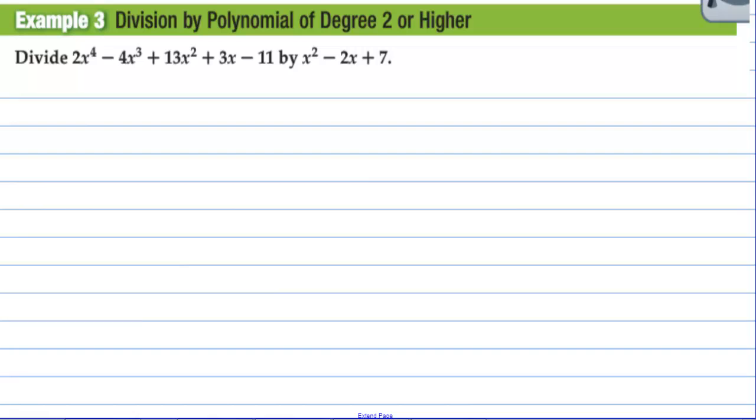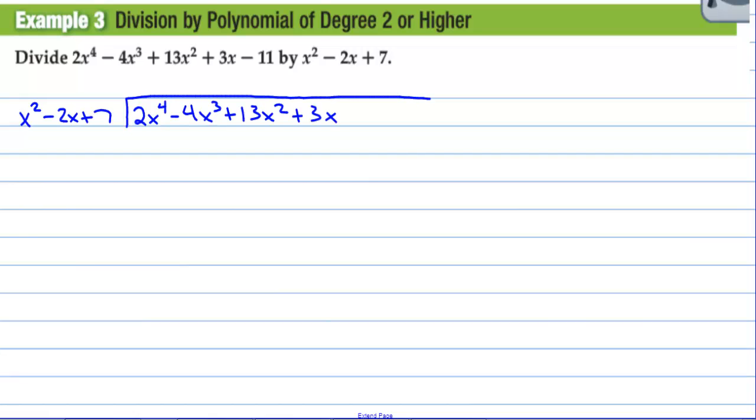Example 3, division by polynomial of degree 2 or higher. We're going to divide x squared minus 2x plus 7 into this polynomial, 2x to the fourth minus 4x to the third plus 13x squared plus 3x minus 11, and none of the powers starting with 4 are missing. So we don't need zeros anywhere here. What do we multiply times x squared to get 2x to the fourth? 2x squared. So we have 2x to the fourth, and then we distribute the 2x squared through. That'll be minus 4x to the third plus 14x squared when we distribute.